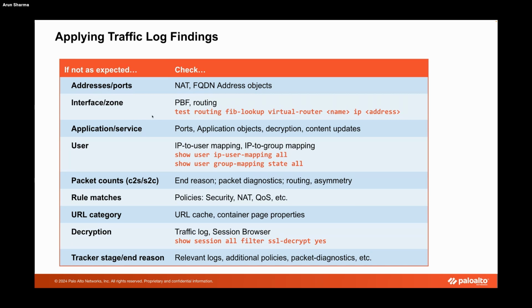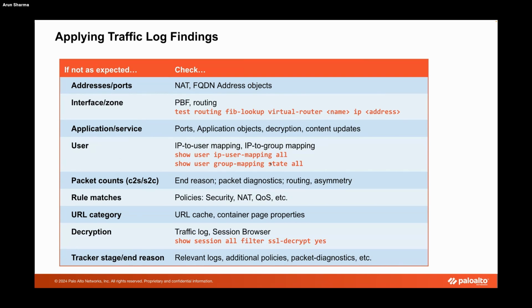Let's say you are trying to do a lookup and you want to know which egress interface or which route the firewall is going to use. We can use the command test routing fib-lookup virtual-router name, IP, and the destination IP address over here. It will print out in the CLI exactly which egress interface it's going to use. Look for the applications and services. Service is just a port number assigned, and application could be any application, customized or well-known.